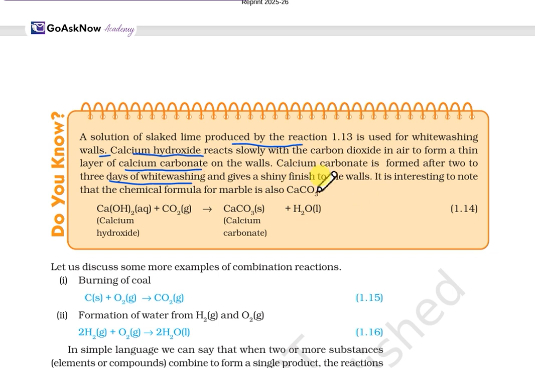It is interesting to note that the chemical formula of marble is also CaCO3. Calcium hydroxide reacts with carbon dioxide, and we get calcium carbonate, which is CaCO3, and also water, which is in the liquid state.